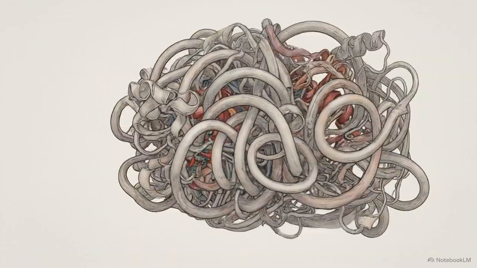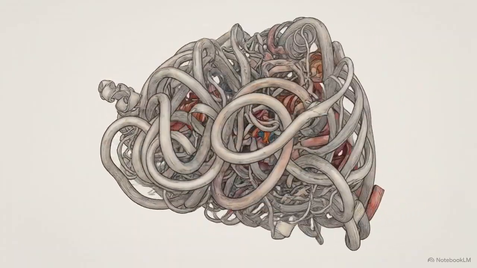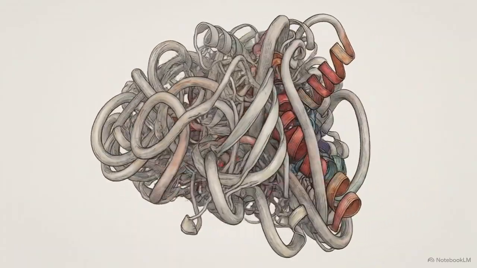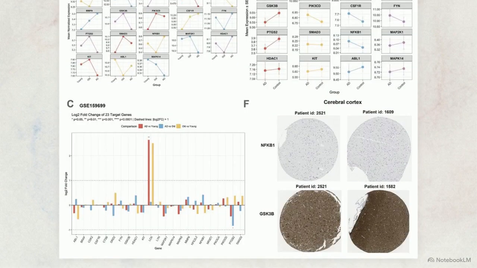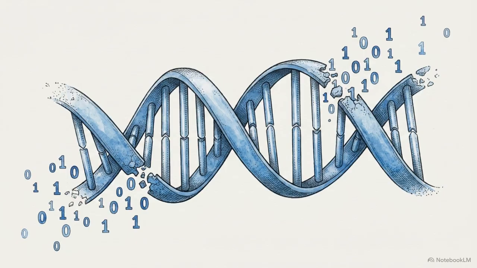Because RNA data only confirms that the genetic instructions are altered, scientists sought physical proof of the resulting proteins. Panel F provides that proof. This immunohistochemical staining confirms a heavy physical presence of key targets, specifically NFKB1 and GSK3B, inside actual human cerebral cortex tissue. Step 4 transitions into Mendelian randomization to evaluate the genetic backdrop of these targets.